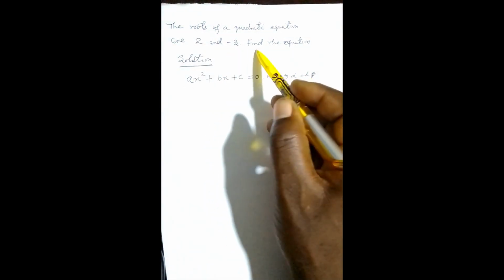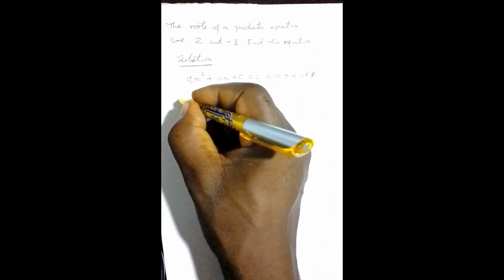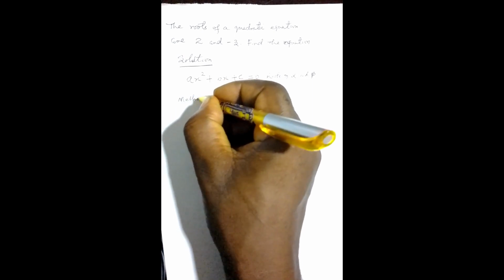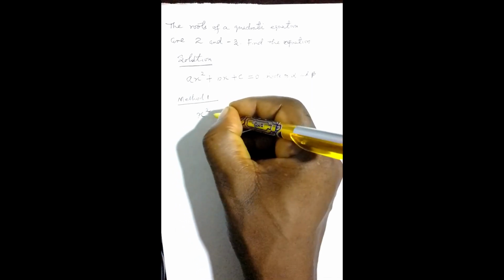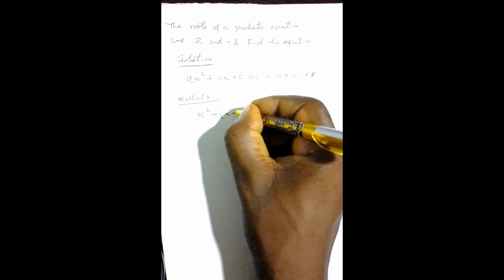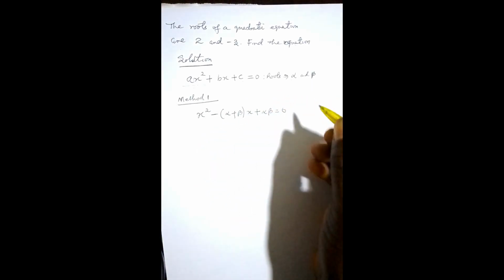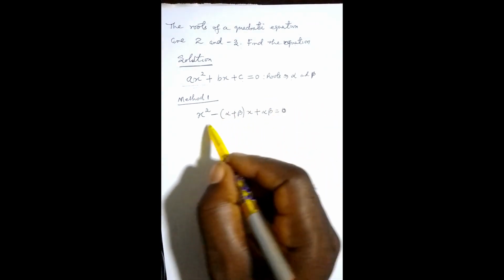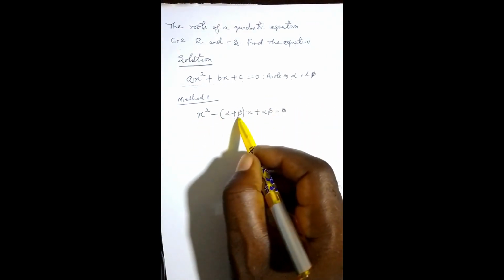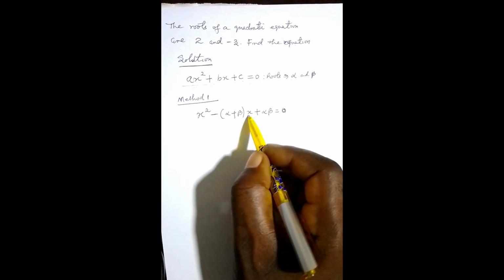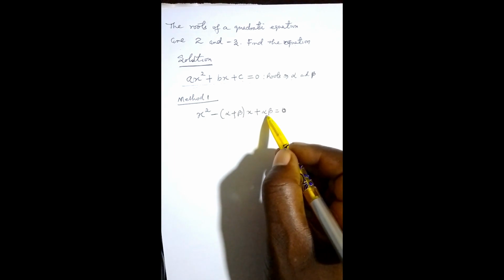So, in this question, we can assume that alpha is 2 and beta is minus 3. So, how do we solve this kind of problem? There are two methods I'm going to use. We have method 1. So for method 1, I'm going to use this formula, x squared minus (alpha plus beta) x plus alpha beta equal to 0. So what this equation translates into is x squared minus sum of roots multiplied by x plus product of roots equal to 0.